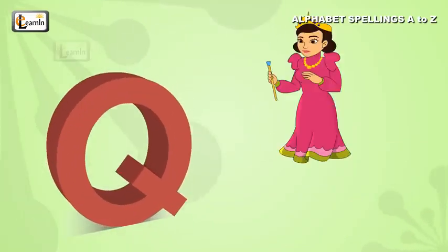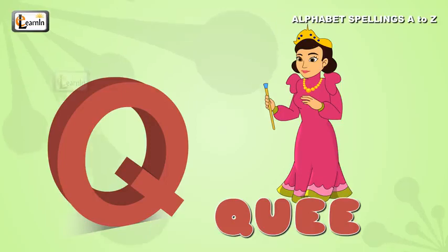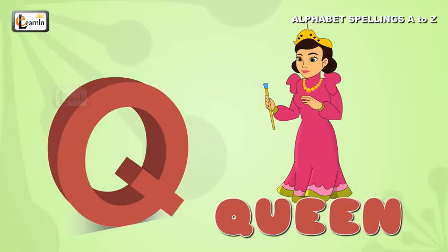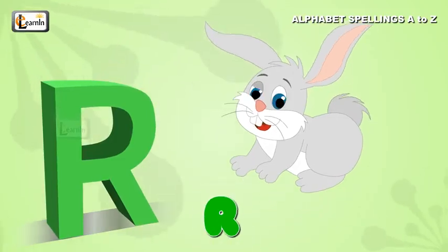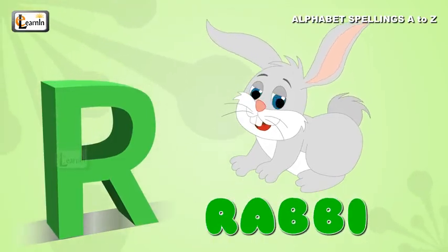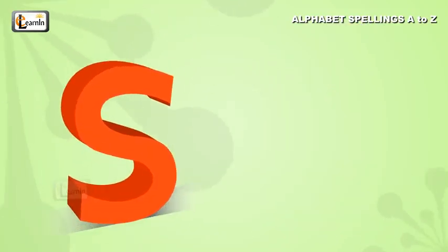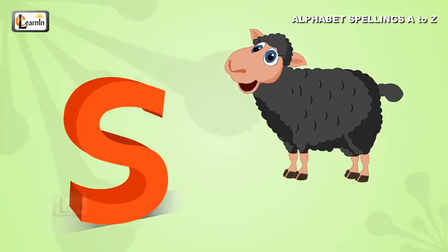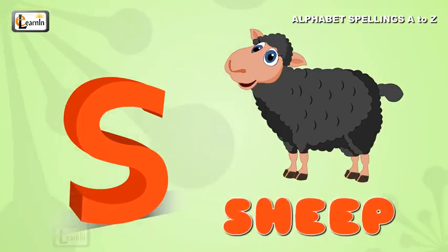Q for queen. Q U E E N queen. R for rabbit. R A B B I T rabbit. S for sheep. S H E E P sheep.